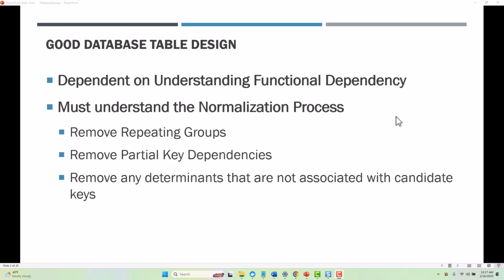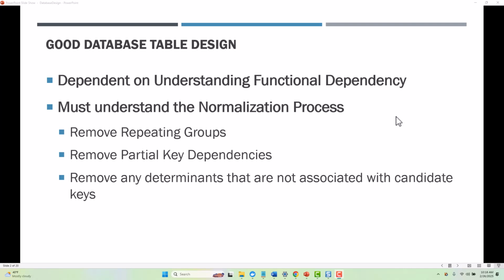Our good database table design is going to be dependent on understanding functional dependency. In each case, I have slides associated to each of these topics. So don't get too wrapped up in the fact that you can't necessarily understand what they are at this point. And we must also understand the normalization process. So when we go through and design tables, we go through a normalization process.